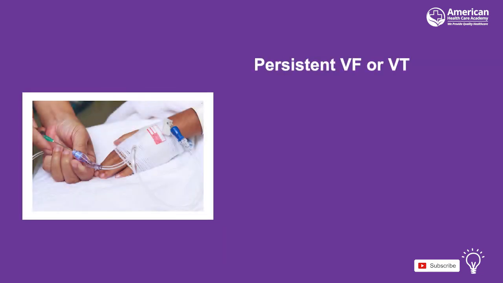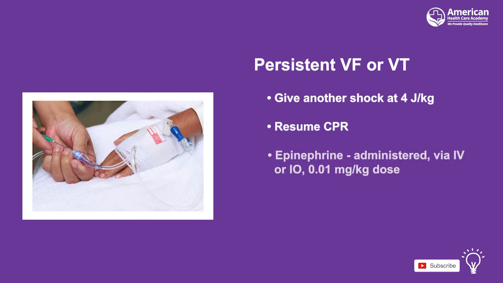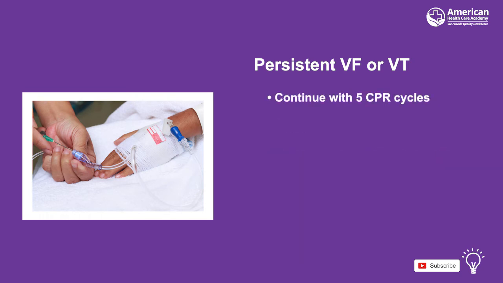If the child has persistent VF or VT, give them another shock at 4 joules per kilogram, then resume CPR. Administer epinephrine to the child either via IO or IV access at a dose of 0.01 milligrams per kilogram and repeat every 3 to 5 minutes. Then perform 5 cycles of CPR and check the rhythm again.